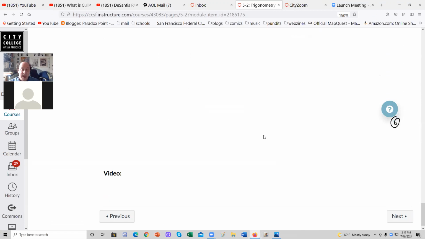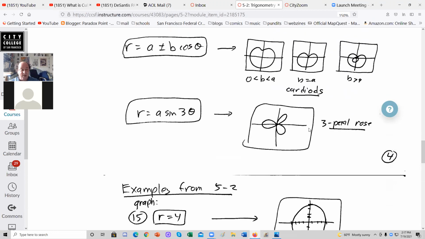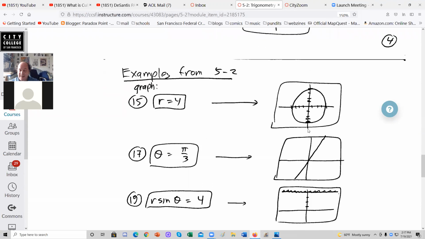That really is it. For some of the more complicated ones, the best thing to do is to use your calculator's polar coordinates graphing, if you have a calculator which does that.